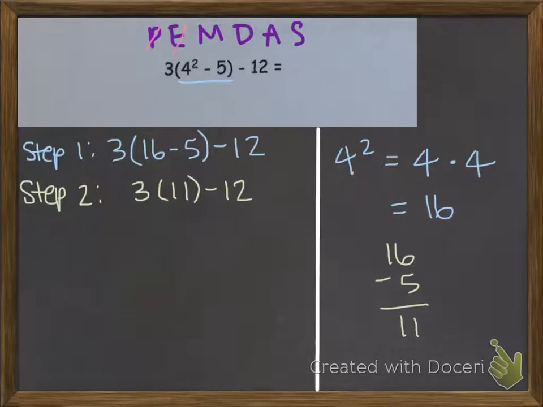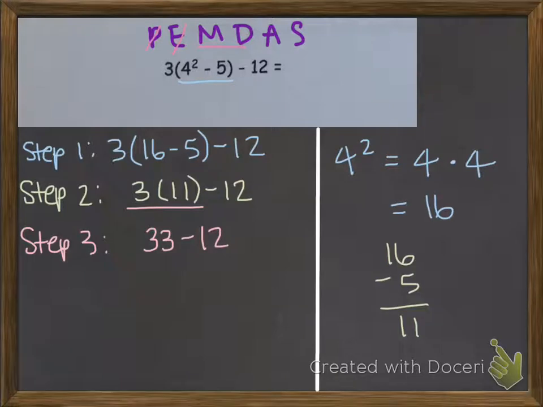Now I'm looking for multiplication and or division. Well, I do notice that there's a 3 right up against a parentheses, and when we have a 3 or any number up against the parentheses with nothing in between, that means multiply. So step 3 is to solve 3 times 11. Well, 3 times 11 is 33, so I'm going to write 33 here, and I'm going to bring down the minus 12 because I've not solved for that yet.